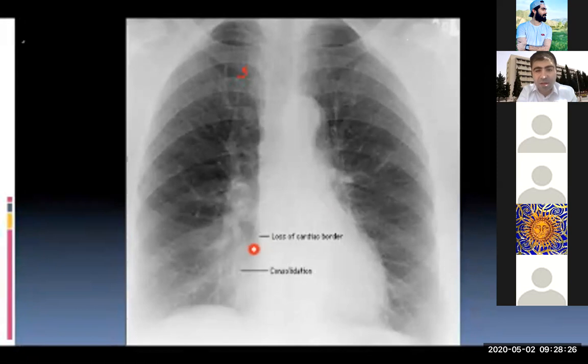And for this chest X-ray, as you mentioned, the cardiac border should be clearly seen, but here there is loss of the cardiac border. For example, here there is some opacification, which is mostly a consolidative lesion. So there is a difference between the cardiac border, the right cardiac border, and the opacification. So it means this is in the right middle lobe according to the anatomy.